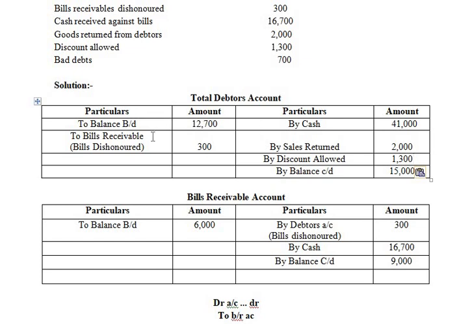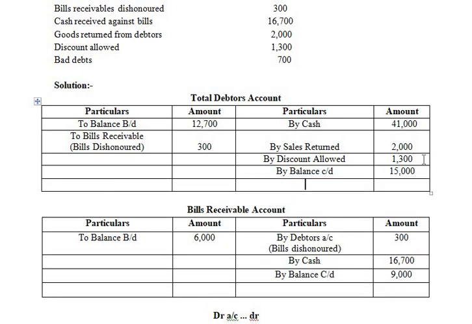Next, bad debts. Where will bad debts come? Bad debts is regarding your debtors, so it comes to your debtors account by bad debts. And what is the amount? 700. So the amount is 700.